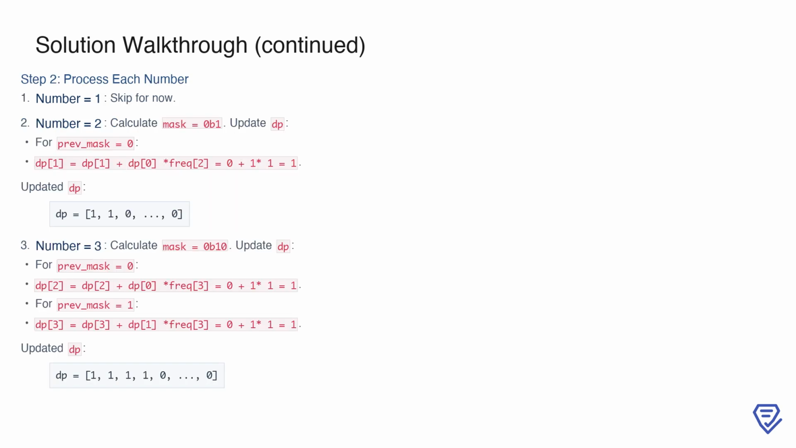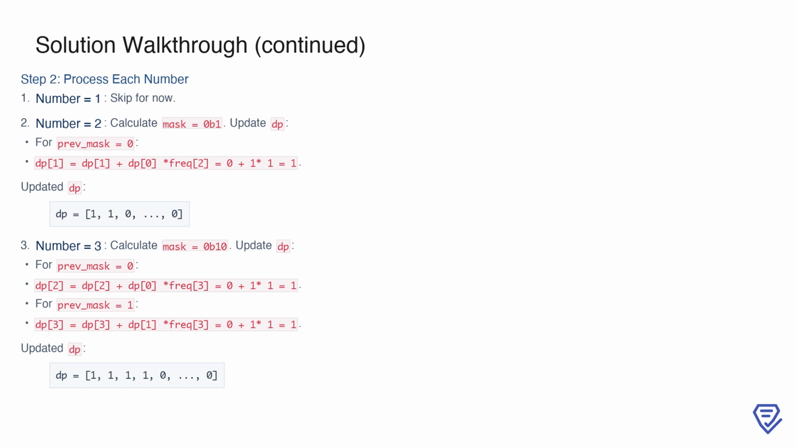Now, let's consider another example, nums equals [1, 1, 2, 3, 5]. First, we calculate the frequency of each number, resulting in freq = {1: 2, 2: 1, 3: 1, 5: 1}. The DP array is initialized again with 1024 elements, where dp[0] equals 1 and the rest are 0. Starting with the number 1, it is skipped for now because it doesn't directly contribute to the prime product.